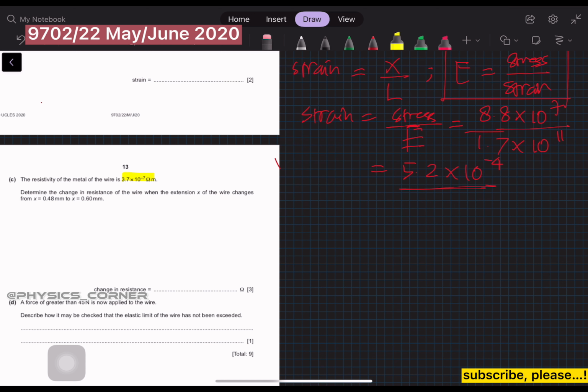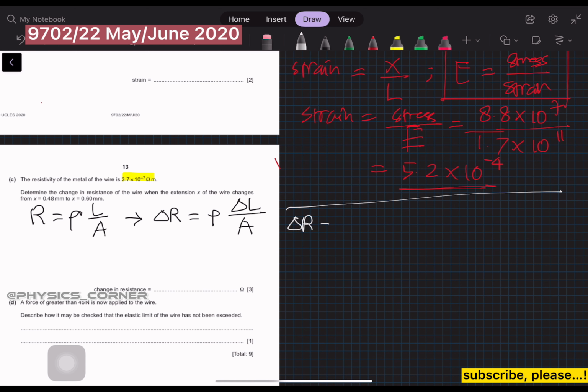Okay, let me check the formula. R equals rho L over A. Oh, I see. So when they ask about delta R, it is the same thing as rho delta L per A.